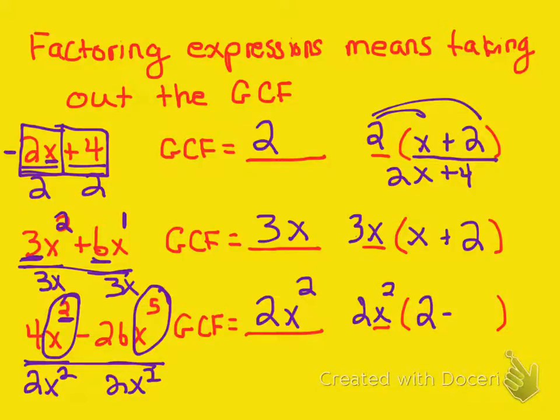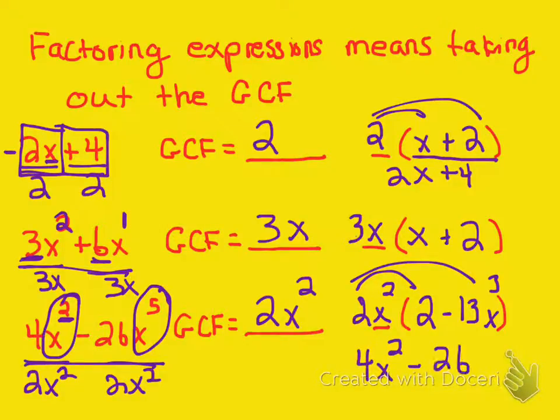Then minus, let's see, 26 divided by 2 is 13. When you are dividing x to the 5th and x squared, you subtract the exponents. Remember when we multiplied, we added the exponents? Well, when we are dividing, we subtract the exponents. So you would have 13x to the 3rd. So check yourself, multiply it out, gives me 4x squared minus 26x to the 5th. See how we just added those two numbers back together? That's why we subtracted them in the original problem.